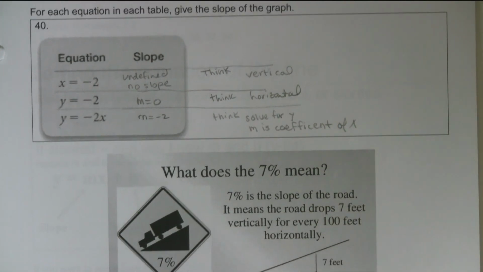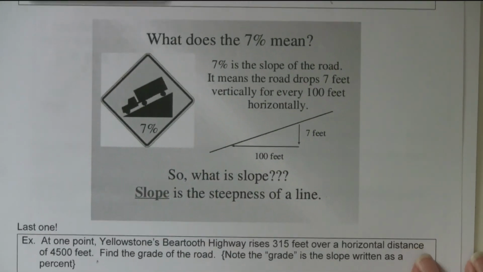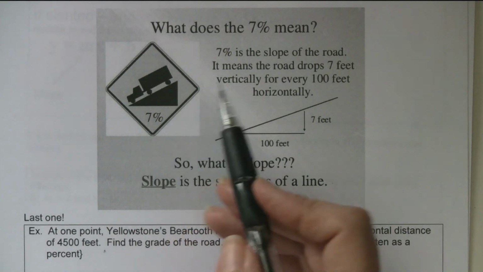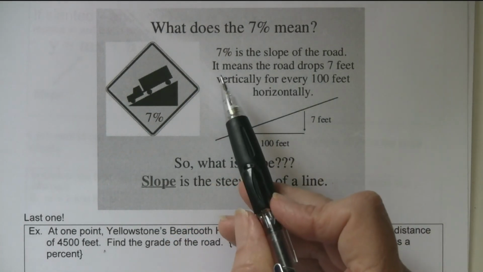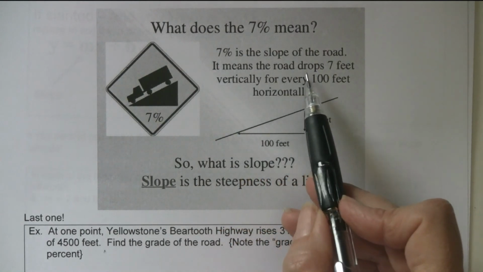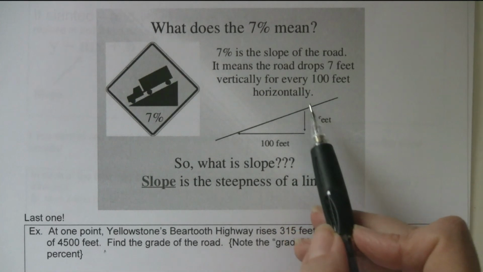One last problem, and you're probably saying, really, one last problem? I can stand no more. But you probably have seen road signs that say what the grade is. And the grade is the slope of the road. So what does the 7% mean? It's the slope of the road. And remember that percent means per 100. So that means the road drops 7 feet vertically for every 100 feet horizontally.